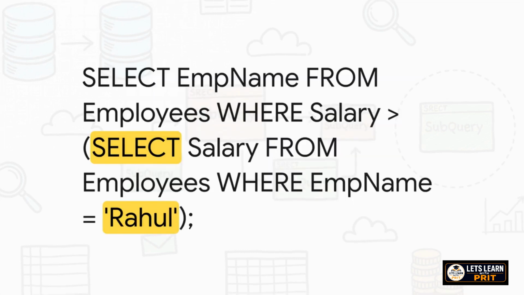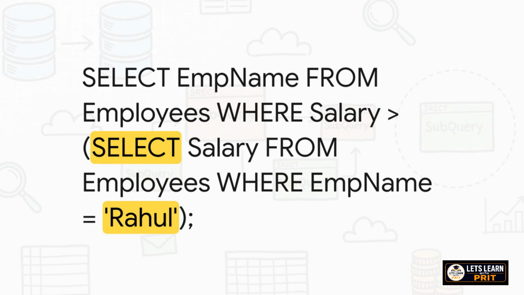Let's look at another very common exam scenario. Example 2. The salary comparison. The question asks you to find all employees who earn more than an employee named Rahul. Again, you don't know Rahul's exact salary, so we nest a query. The outer query is, select emp name from employees where salary is greater than, open parentheses, select salary from employees, where emp name equals Rahul. The inner query goes in, finds Rahul's salary. Let's say it's 50,000. Then the outer query takes over and finds everyone whose salary is greater than 50,000.